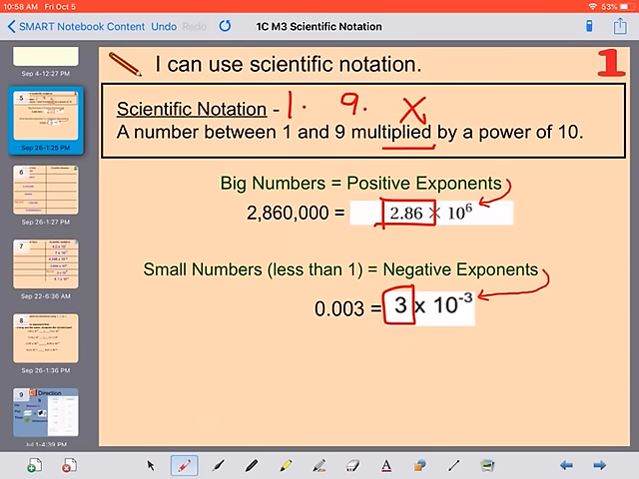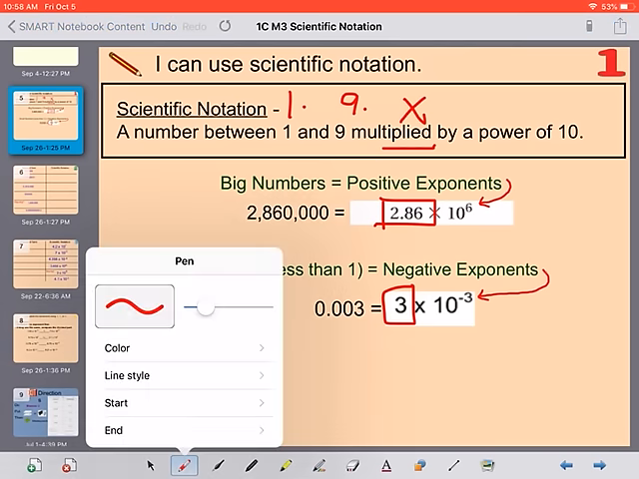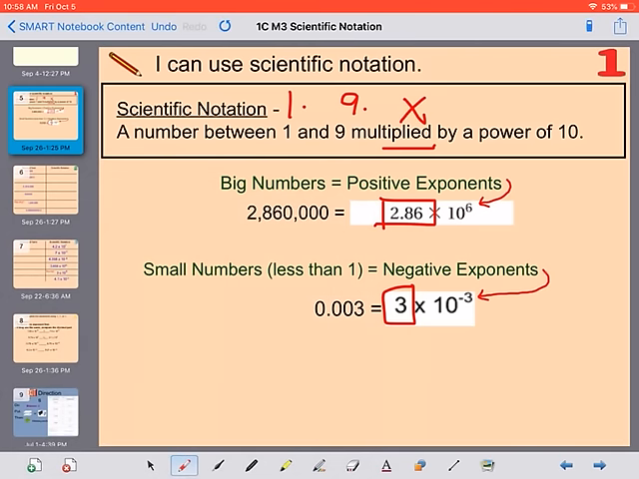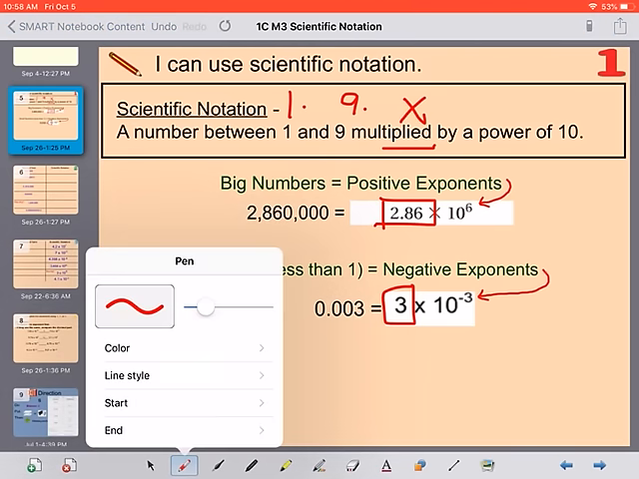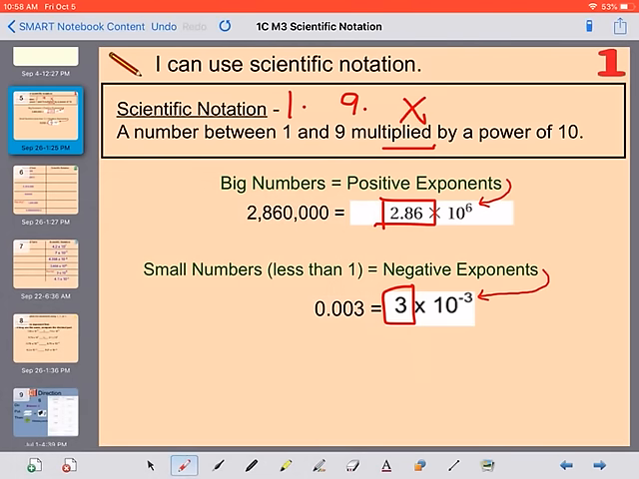Multiplied by means times a power of 10. Some exponent that we're multiplying 10 times. So we're multiplying 10 times 10 times 10, for example, 6 times, or whatever exponent it says. So we use really, really big numbers and really, really small numbers. The big numbers always have a positive exponent because we're multiplying by 10 over and over and over again.